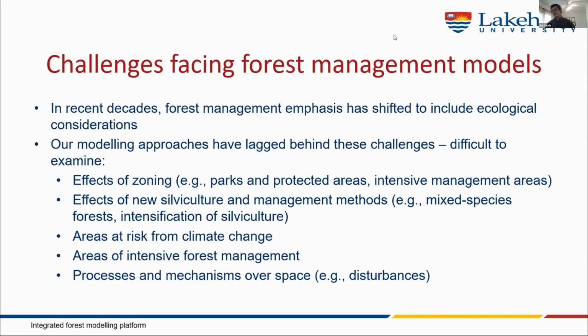Effects of new silviculture and management methods, looking at intentional mixed species forests, as well as novel silviculture. Areas at risk from climate change can be difficult to identify, as well as good candidate areas for intensive or improved forest management, as well as determining how processes and mechanisms act over space. So for example, forest disturbances. Although one caveat here, I'm very excited that we are moving to spatial planning, hopefully for the next round of forest management plans, which is a big step forward.